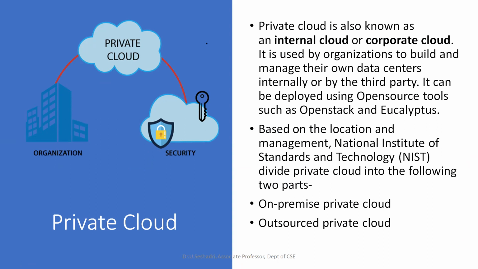Based on location and management, NIST divides the private cloud into 2 parts: one is the on-premise private cloud and the second is the outsourced private cloud. The examples I have mentioned for private cloud are OpenStack and Eucalyptus. The private cloud, which is also known as the internal cloud or corporate cloud, is used by the organization to build and manage their own data centers internally. For that, private clouds are used.